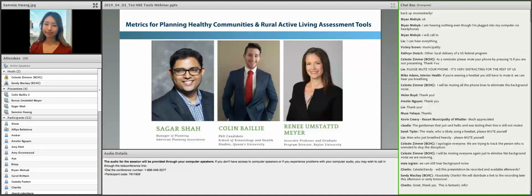So the two tools that I didn't mention were the metrics for planning healthy communities and the rural active living assessment tool, which I think from the poll some people have accessed before. The metrics for planning healthy communities will be presented next by Dr. Sagar Shah, and the rural active living assessment tool will be presented by Dr. Renee Amstedmeyer and PhD candidate Colin Bailey.